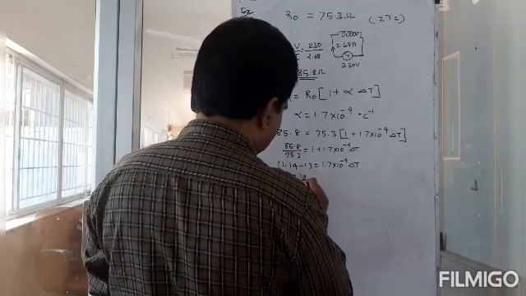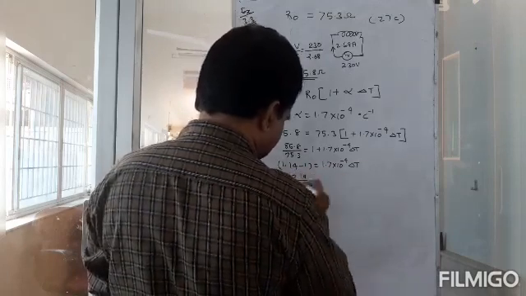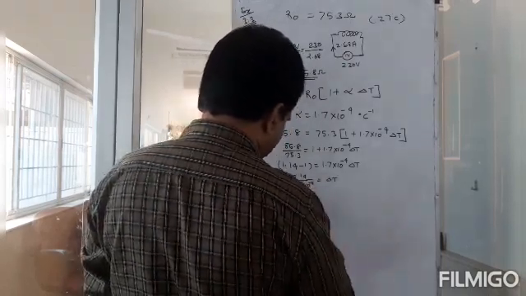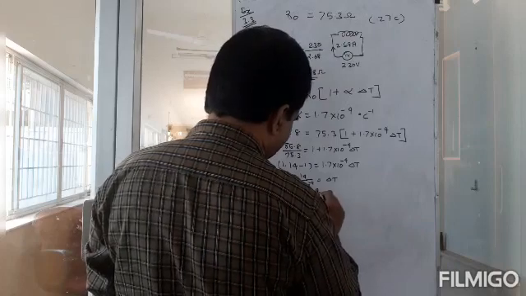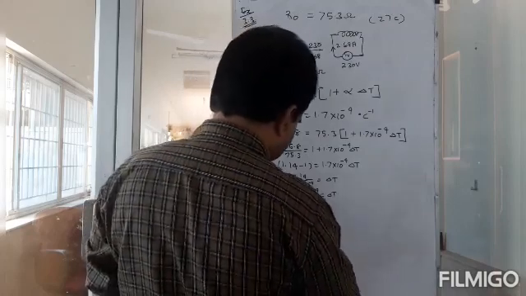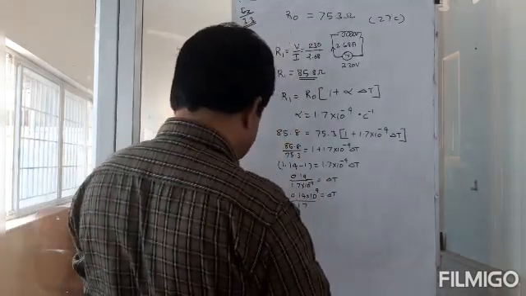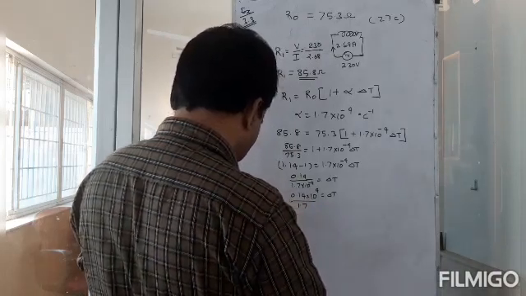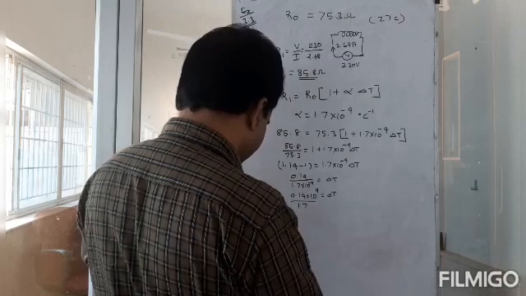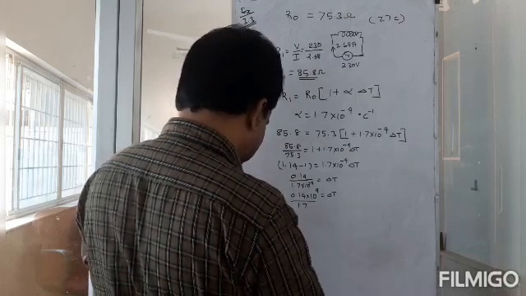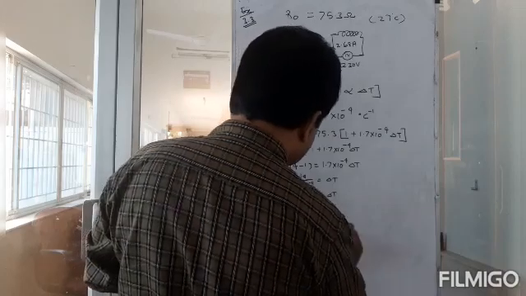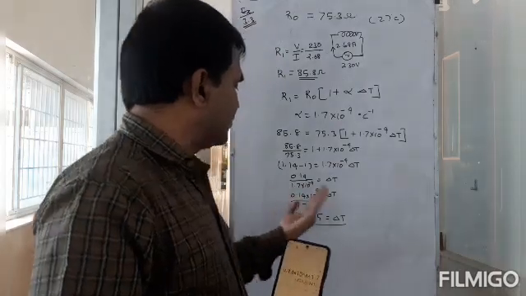So this is 0.14. I bring this 1.7 into 10 power minus 4 to the other side, so delta T equals 0.14 into 10 power 4 divided by 1.7. If I do this, it gives me 823.5 as delta T. So the change in temperature is 823.5.